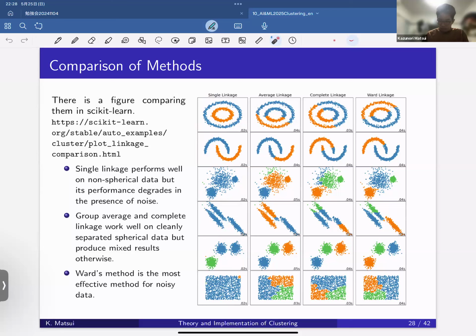Group average and complete linkage work well on cleanly separated spherical data, but produce mixed results otherwise. Ward's method works well even on noisy data, like the top case here.